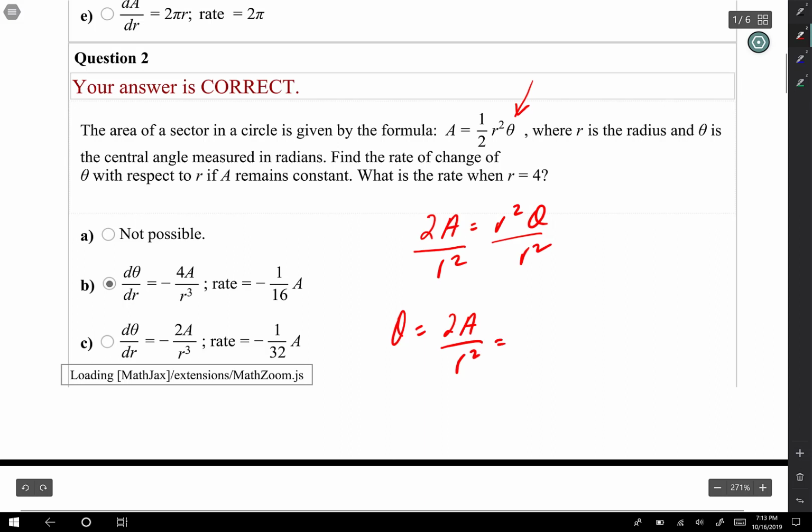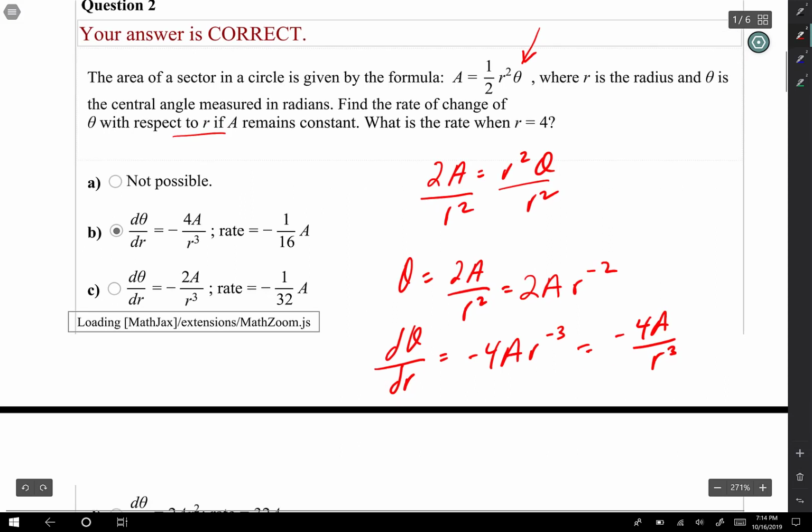But I don't want to have this in the bottom. Remember, 2A is a constant. So I'm going to rewrite this as 2A r to the negative 2. All right, so now I'm taking the derivative of theta, but I'm taking it with respect to r. So d theta/dr is equal to negative 4A r to the negative 3. So rewriting, you get negative 4A over r cubed, and then we look for that.